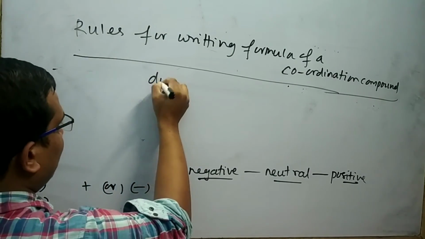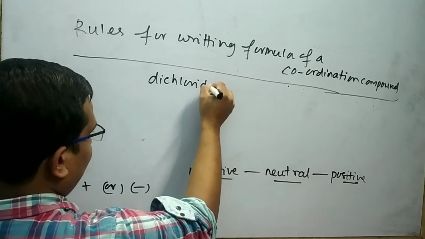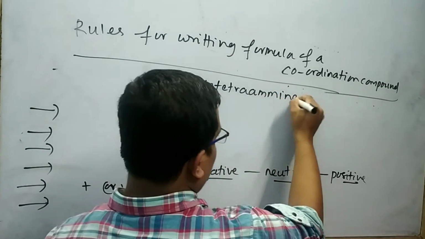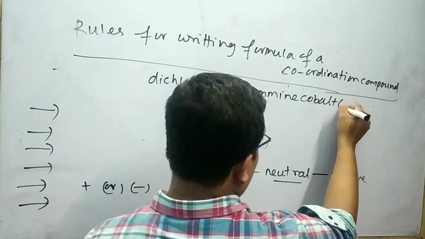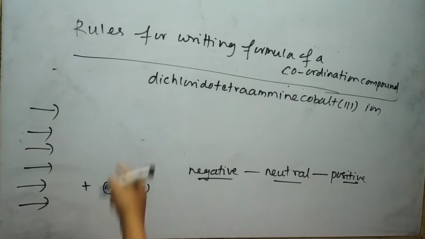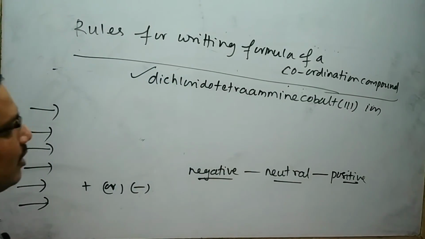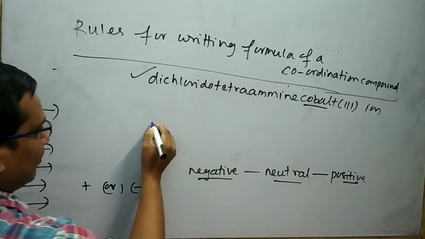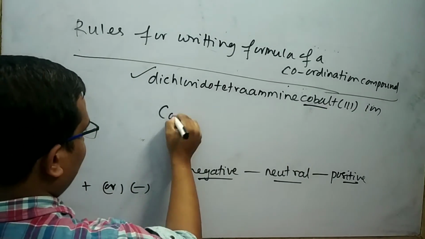The compound is dichloridotetraamminecobalt(III) ion. What will be the formula of this compound? At first I will write the central metal atom. That means I can write Co.